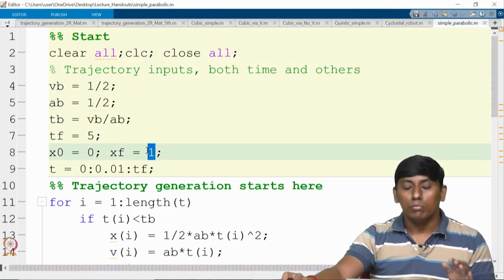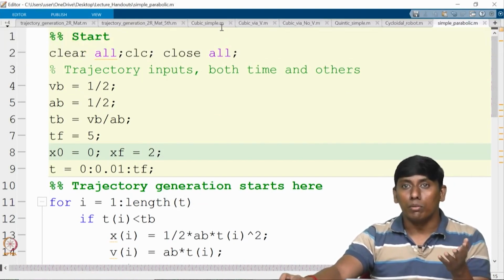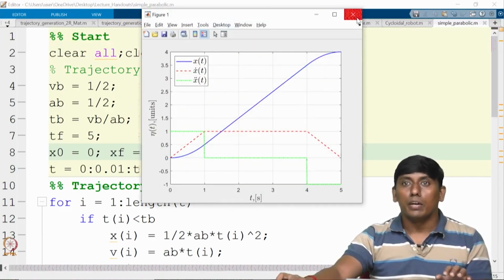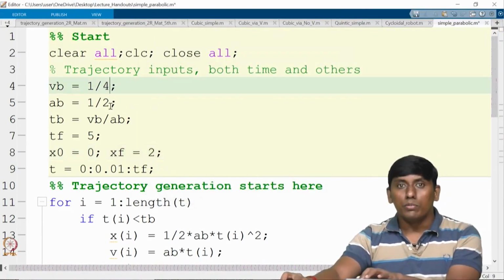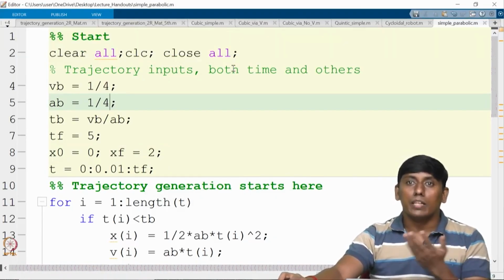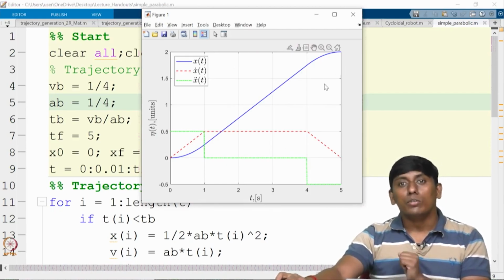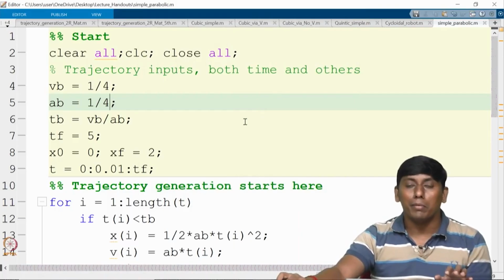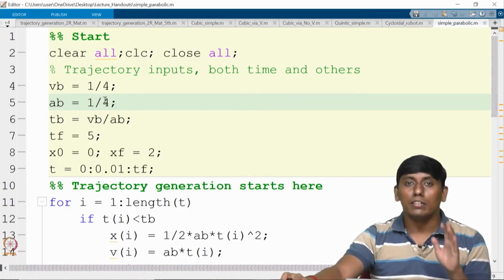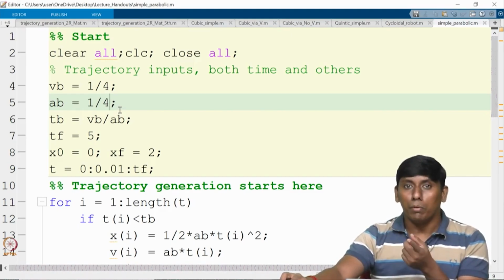Okay, so now I just make this, so we can see this will go to 4. Okay, so now if I make this 1 by 4, it will remain that aspect. You can see it is remaining 2 meter per second, or you can say 2 meter. So this is all what we want to say in a parabolic blend. So whatever you are getting, the addition of this, so VB plus AB, whatever addition is coming, that multiplied twice, that much would be your proportion.